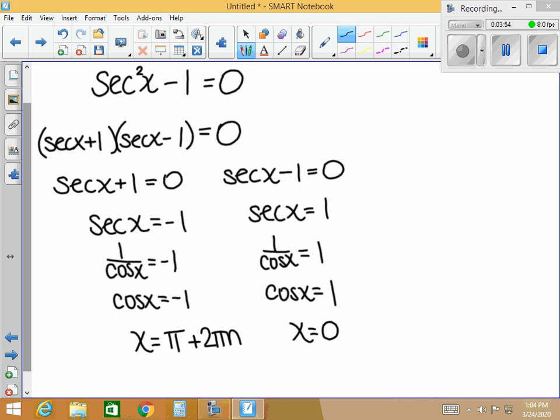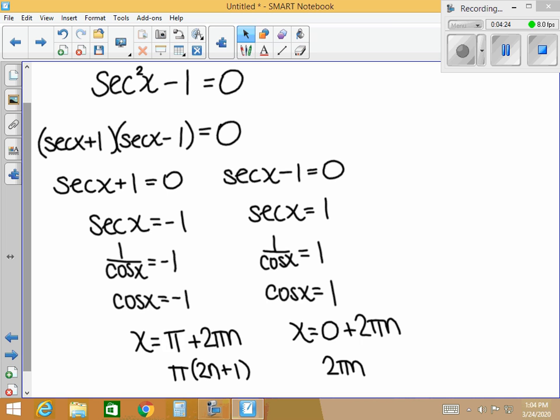Now I know that because cosine has a period of 2 pi, that if I add or subtract a multiple of 2 pi to my values, that I will have more solutions to that. On this particular guy, maybe I can show you by writing it out instead of doing math in the air.